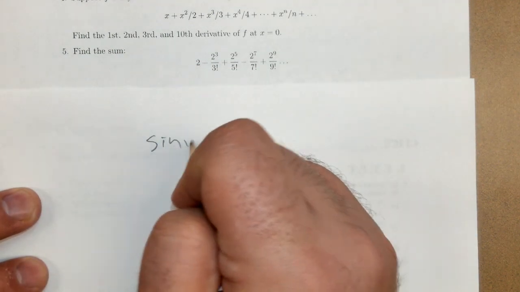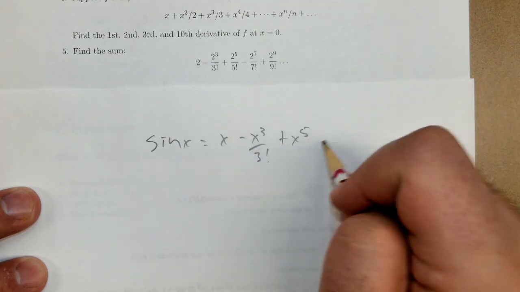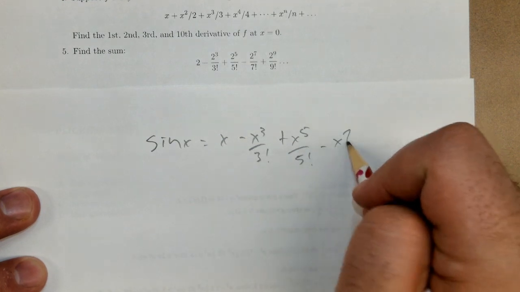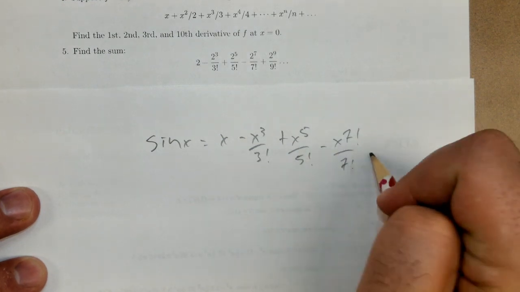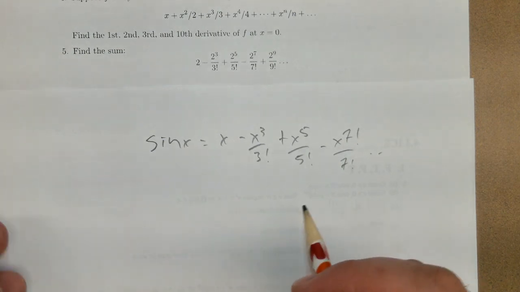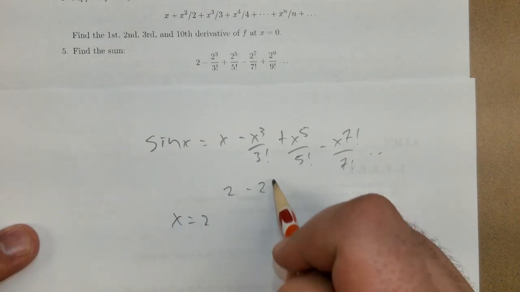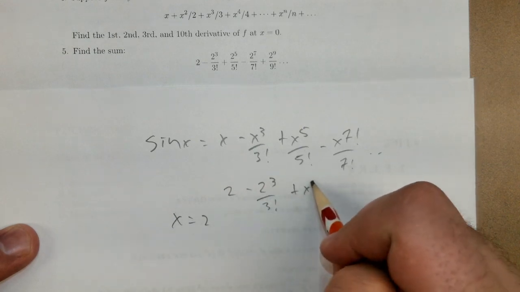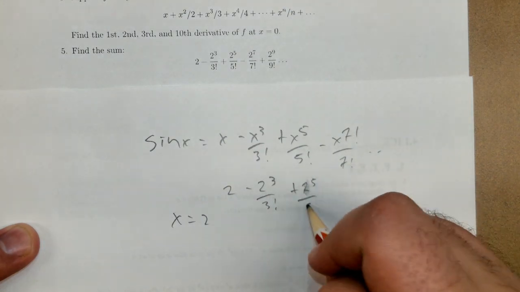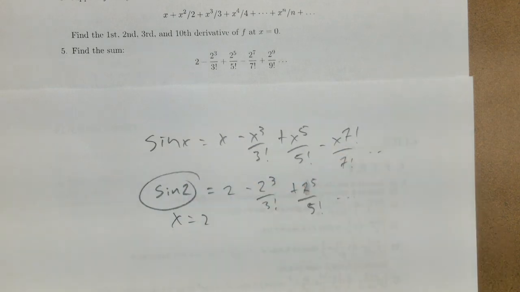So sine of x looks like x minus x cubed over 3 factorial plus x to the 5th over 5 factorial, and then minus x to the 7th over 7 factorial, and so on. So what it looks like they did, they plugged in 2. If you have x equals 2, you get this thing here, which is what they did, 2 to the 5th. And so that's sine of 2 then, the value that the series converges to.